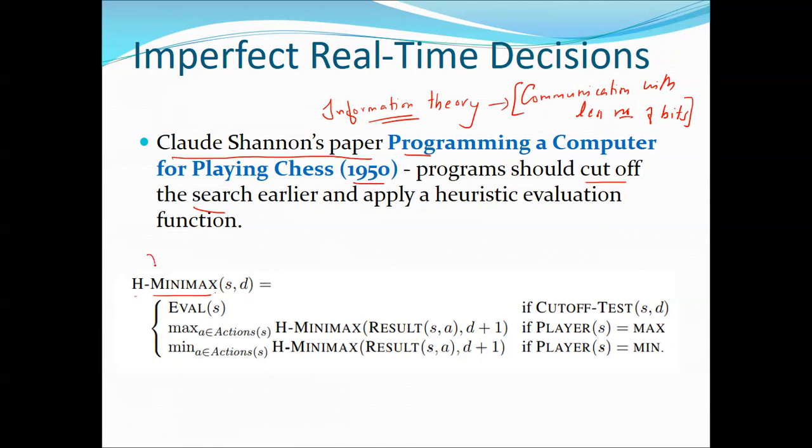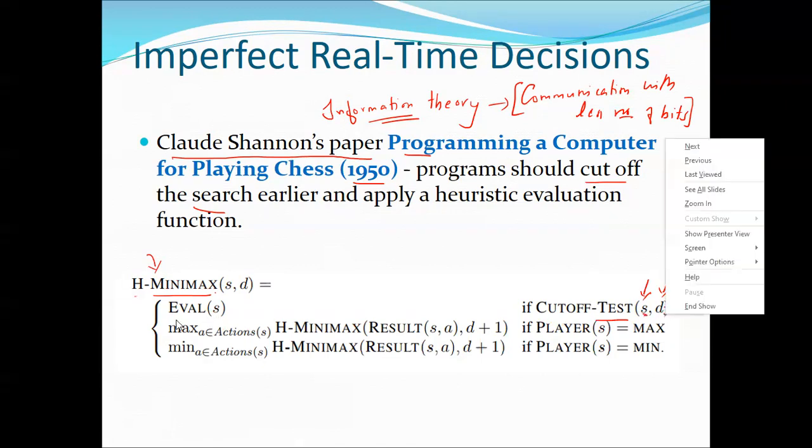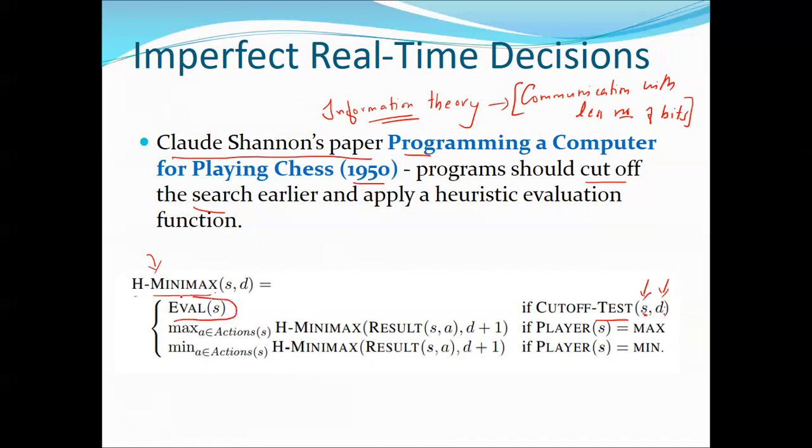Here, a generalized minimax is given with a cutoff. So you can apply a cutoff for minimax also. It's not only for alpha beta. What this equation says is, if the current state is the cutoff state, say D is the cutoff state, then apply the evaluation function in that state and back up the value.